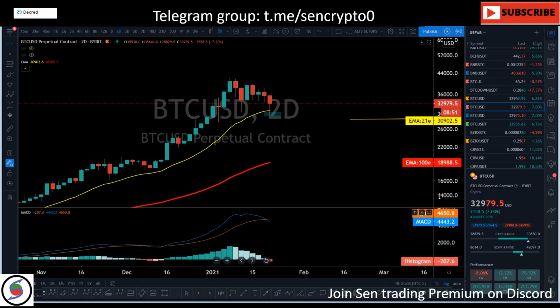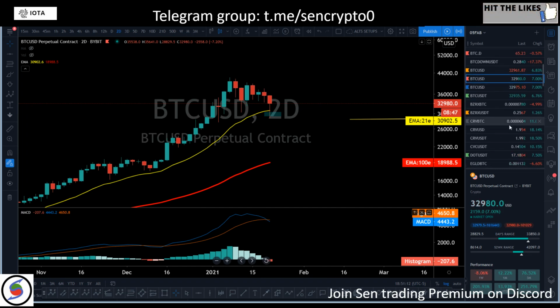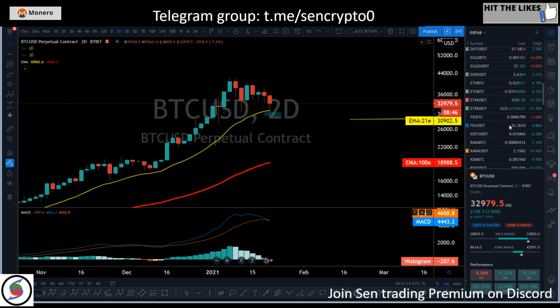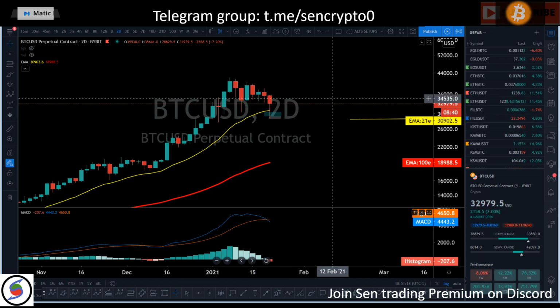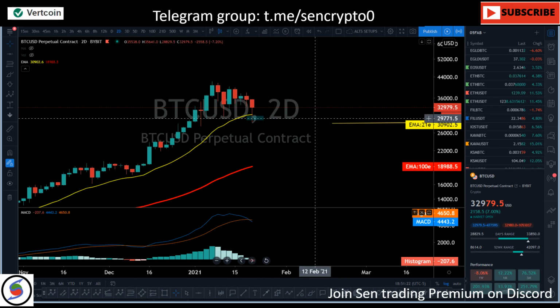All right. So we also trade other assets: Litecoin, XRP, CRV, EGLD, EOS, Tezos, you name it, IOST, Filecoin, and all of that good stuff. We basically trade the market, not just Bitcoin and Ethereum.